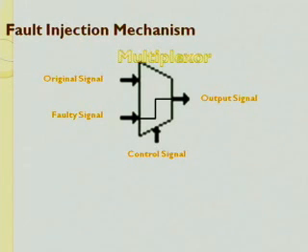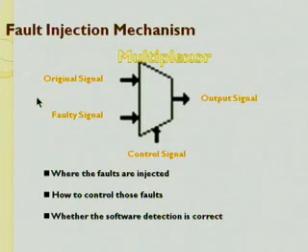In this way, we have control over several important matters. We know where the faults are injected. We know how to control these faults and which one of them is enabled at runtime. And more importantly, we know whether the software detection is correct. Up to this point, my job is almost done, and the next step is to cooperate with the University of Illinois and run some software tests.